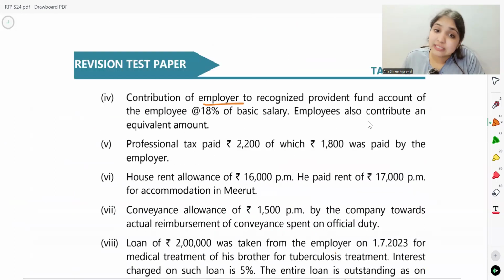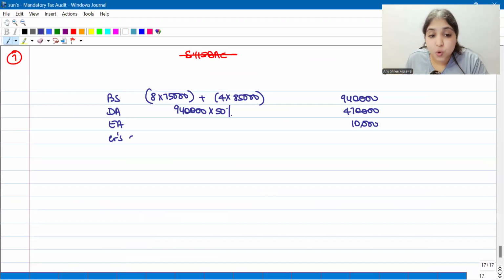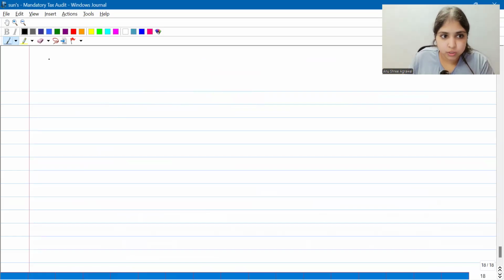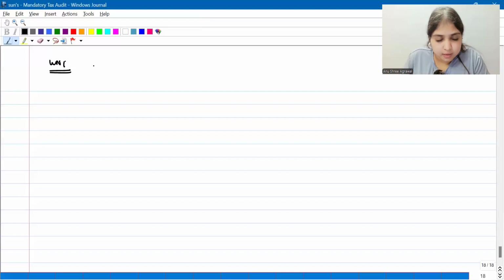Contribution of employer to RPF account of the employee is 18% of basic salary. Let's handle till here, guys. So we are having employer's contribution to RPF. Let's give reference to working note number 1. Let's open working note number 1. So this working note is regarding employer's contribution to RPF.